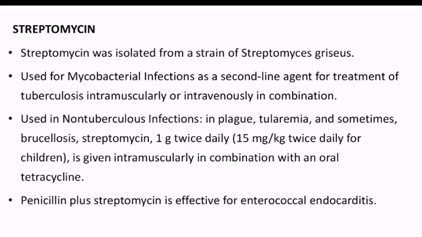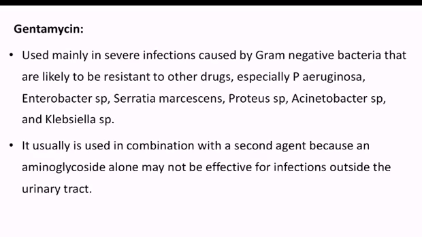Streptomycin is isolated from a strain called Streptomyces griseus, used for mycobacterial infection as second line agent for the treatment of tuberculosis, intramuscularly or intravenously, but in combination, used in non-tuberculous infections, for example in plague, tularemia, sometimes brucellosis. Streptomycin is given 1 gram twice daily or 15 milligram per kilogram twice daily for children, given IM in combination with an oral tetracycline. Penicillin plus streptomycin is effective for enterococcal endocarditis.